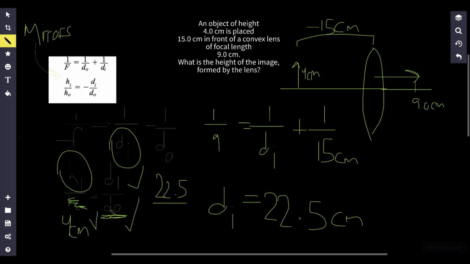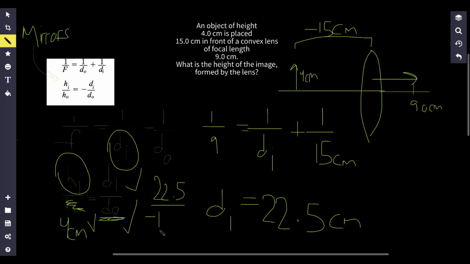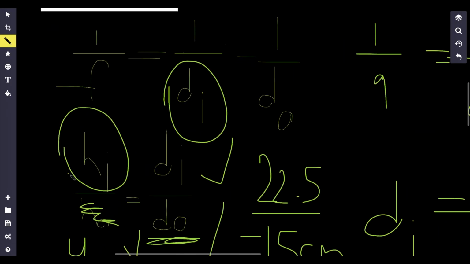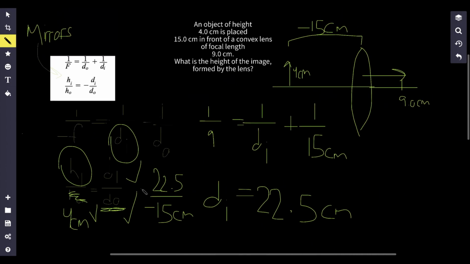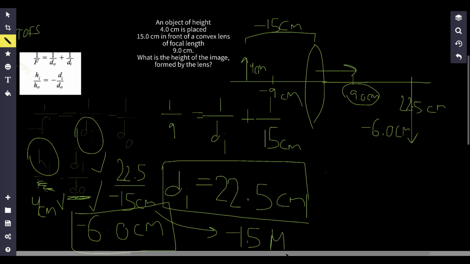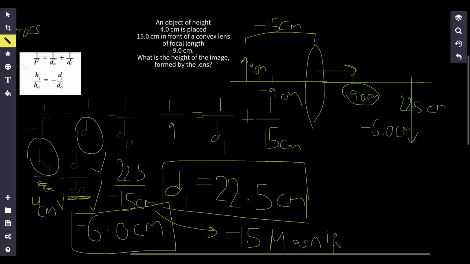Now I know that the distance of my image is 22.5 centimeters and the distance of my object is negative 15 centimeters. So I can solve for the height of my image. Let me put this into my calculator. 22.5 divided by negative 15 gives me a value of negative 1.5, and that's actually the magnification for my image, because remember, magnification is di over do.